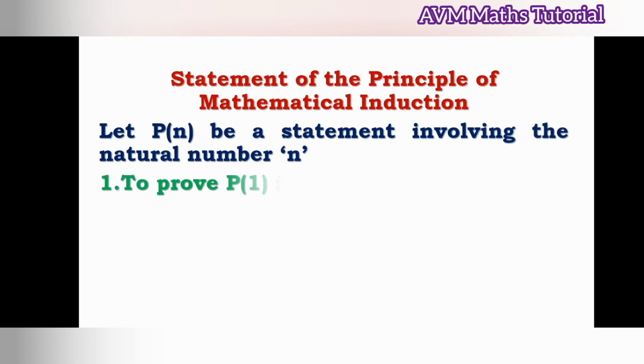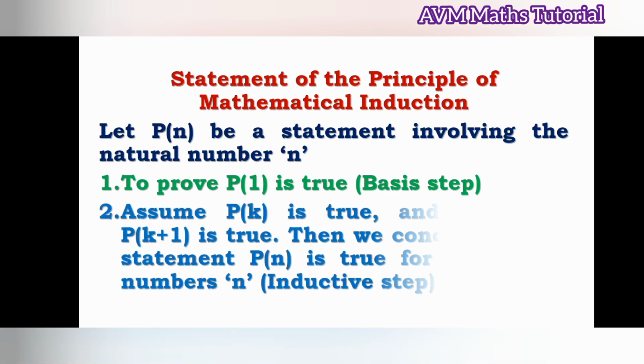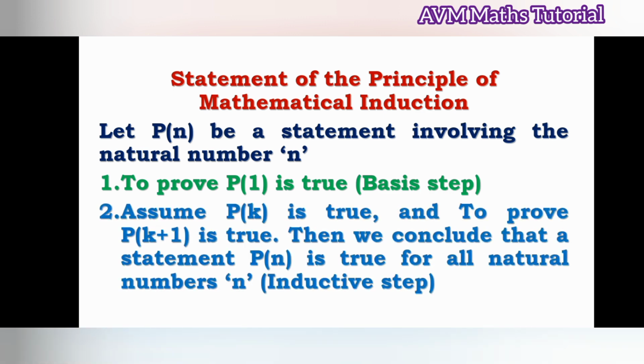Then, number 1, to prove P(n) is true, this step is named the basis step. Second, assume P(k) is true, and prove P(k+1) is true. Then we conclude that the statement P(n) is true for all natural numbers n. This step is named the inductive step. Now, one example.